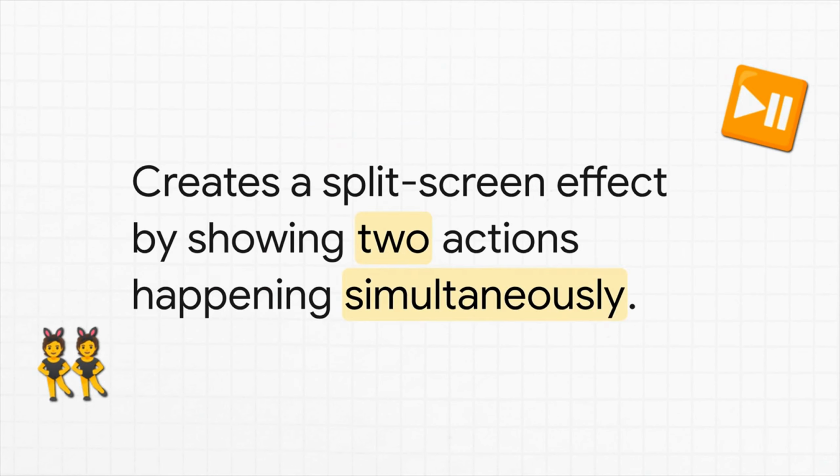And finally, you can use it to create a kind of split-screen effect in your story. You can show two parallel things happening at once. So, for example, while I was reading my book, he was studying for his exam. Both actions were in progress at the same time.